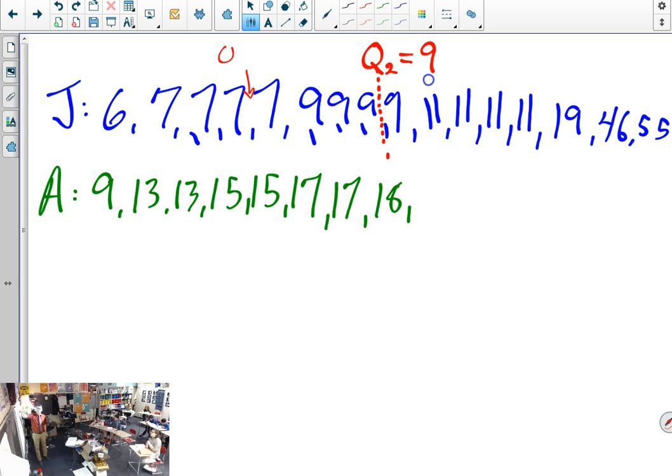So quartile 1 is 7. And quartile 3, 1, 2, 3, 4, is 11. So my spread between my quartiles, my interquartile range, is only 4. It's not that big. Now if I go look at Alejandra, 1, 2, 3, 4, 5, 6, 7, 8. So 1, 2, 3, 4, my median is 15. 1, 2, 3, 4. 13. 17. That's only 4. So they're equal.